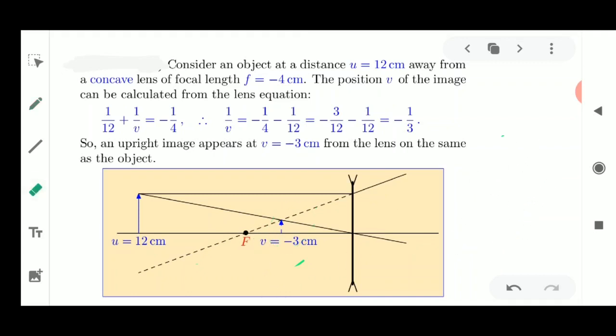So again this was based upon the substitution of the values we have. As you know the formula, you can substitute the values, solve, and find out the nature, size and position of the image very easily.